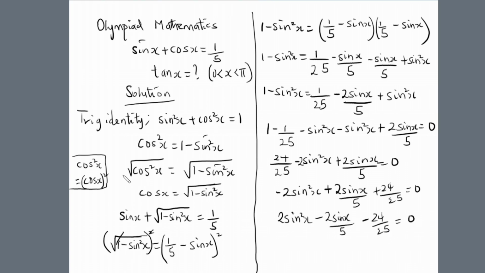Now, remember I said that cos squared x is cos x squared. It means sine squared x is also sine x squared. That will pose what looks like a quadratic equation. So for that to make more sense, I can say let u be equal to sine x.